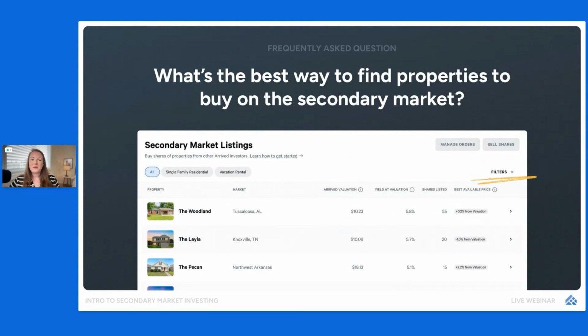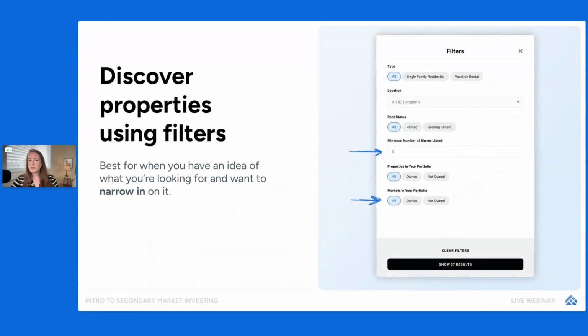So first question you might be wondering, what's the best way to find properties to buy on the secondary market? I'm going to talk about two approaches here, and I'm sure as you all start using it, you're going to find even more, and we can't wait to hear about them. So first, using filters can be a great way to discover properties when you have some idea of what you're looking for and want to narrow down your options. A lot of the filters available on the secondary market should look familiar from our new property and fund filters. And then we have two new additions to specifically make secondary market browsing easier, and I'm really excited about these.